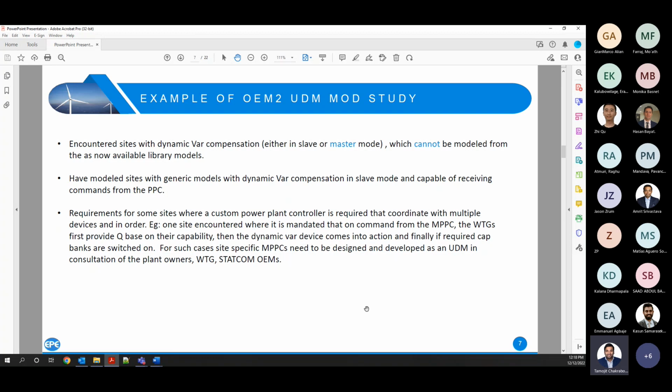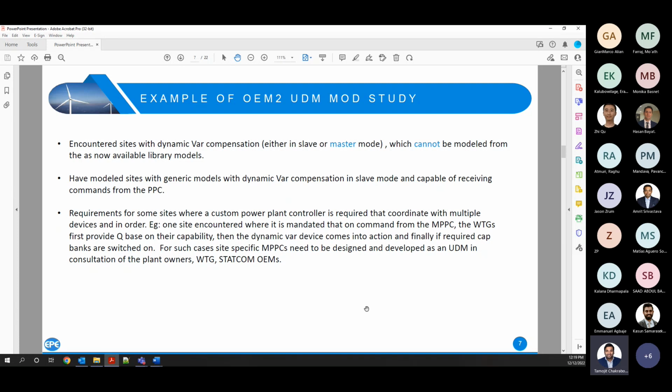So at this particular site, it was mandated that there were wind turbines, and there was a STATCOM for dynamic power compensation. The STATCOM is also able to control cap banks. However, the control philosophy of the site mandated that when the MPPC, or master power plant controller, commands any response, first of all, the wind turbines have to provide the Q based on their capability. Then the dynamic VAR device comes into action, and finally, if required, the STATCOM switches the cap banks on or off.